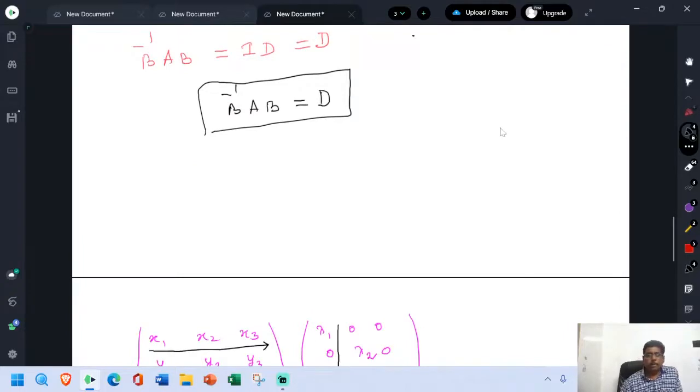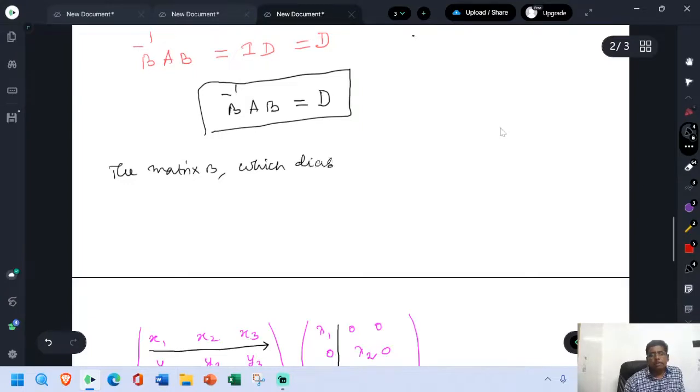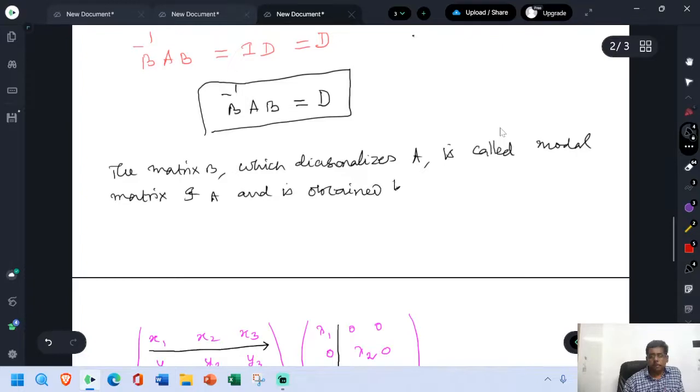Now we can write that the matrix B, which diagonalizes A, is called the modal matrix of A and is obtained by grouping the eigenvectors of A into a square matrix.